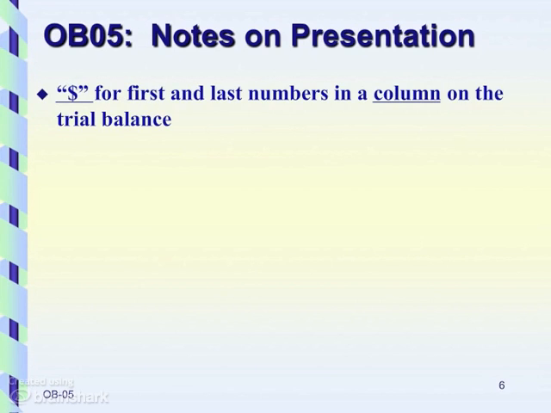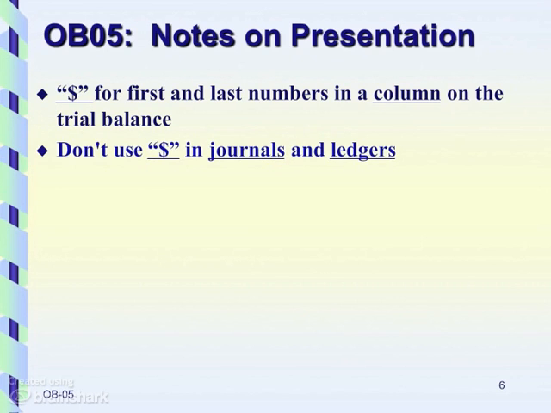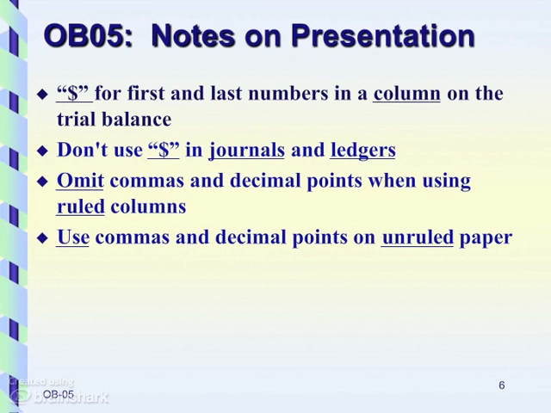Some common things to keep in mind when you're preparing your trial balance. First, you should use dollar signs for the first and last numbers in the columns on the trial balance. You should not use dollar signs in the journals and the ledgers. We should omit commas and decimals when using ruled columns, and we should use commas and decimals on unruled paper. And you can see an illustration again on page 109 in your textbook.